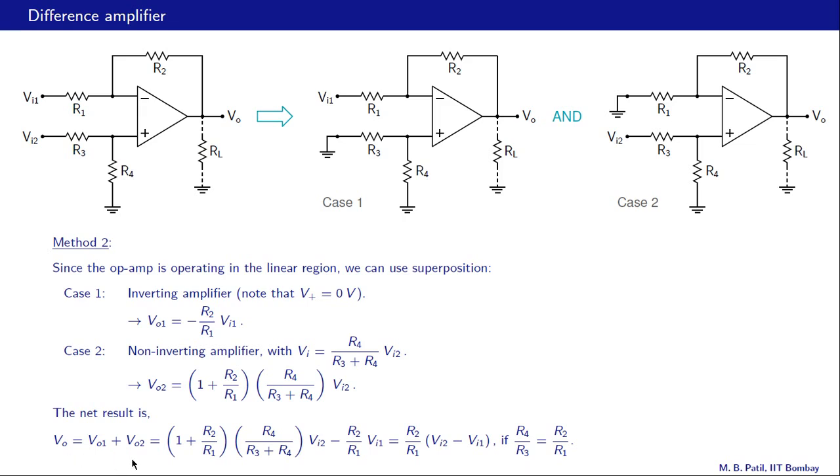VO is VO1 plus VO2, and that is our VO2, that is our VO1, and therefore again it boils down to R2 by R1 times Vi2 minus Vi1, provided R4 by R3 is selected to be the same as R2 by R1. And it is easy to see that this will happen. Suppose we take R4 out and R3 out, then we see that this 1 plus R2 over R1 and 1 over 1 plus R4 by R3 will cancel out, and then we get this result here. So superposition is very handy, at least in this case, and you can do things almost by inspection, much simpler than what we did in the last slide.